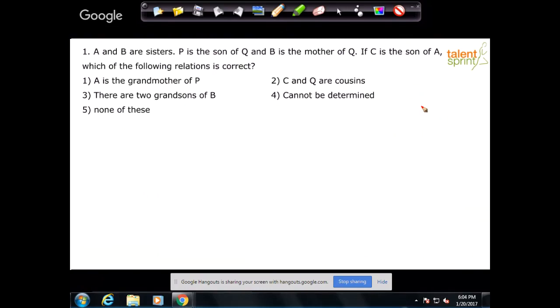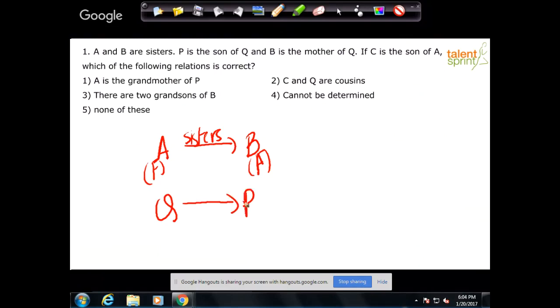Let's do that. Okay, so we know there is A and there is B. We know that A and B are sisters, which means that both of them are females. Now we know that P is the son of Q, which means that Q can be either the father or the mother of P, and P definitely is a male because he is the son of Q. There is another relationship that has been told to us here, that B is the mother of Q.